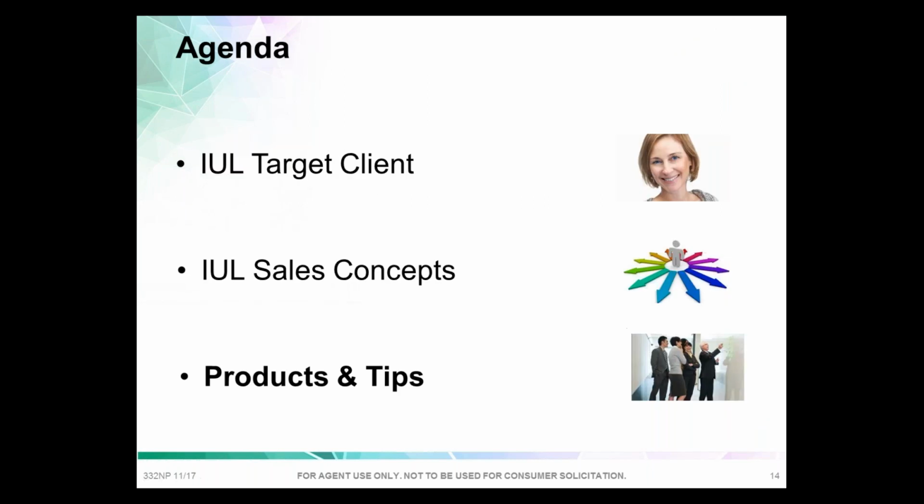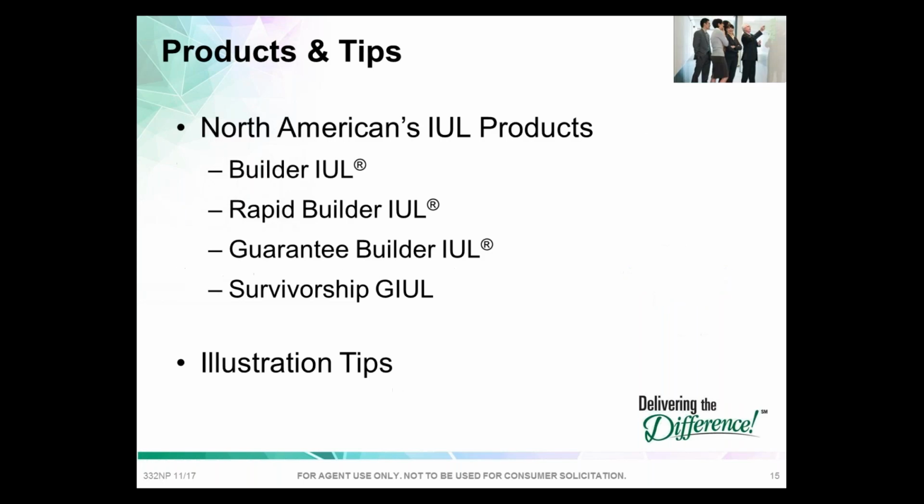And now we'll hit on the products and just a few little tips. So we have a number of different indexed universal life products. I'm actually not going to go through all of them. I'm not going to go through the survivorship or our specialty single premium product. I'm going to go through kind of our main 3, and give you an idea of where they fit. Actually, I will go, we do have survivorship on here. So we're going to go through the Builder IUL, the Rapid Builder, the Guarantee Builder, and the survivorship. And then I'll give you just a little bit more on tips.